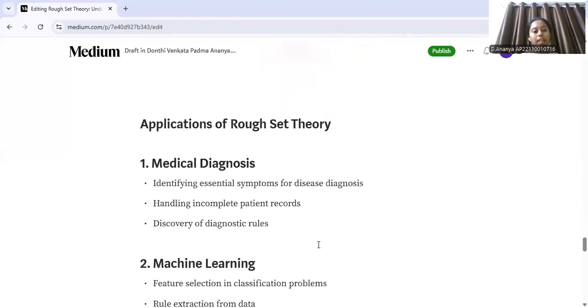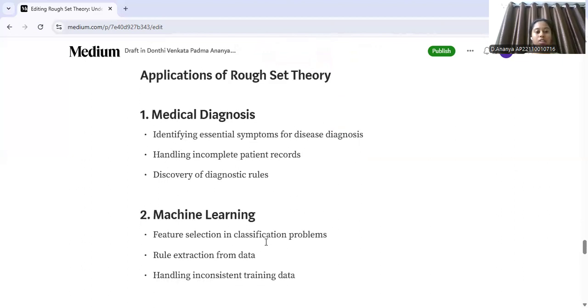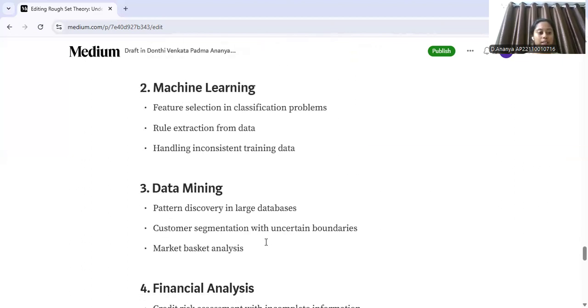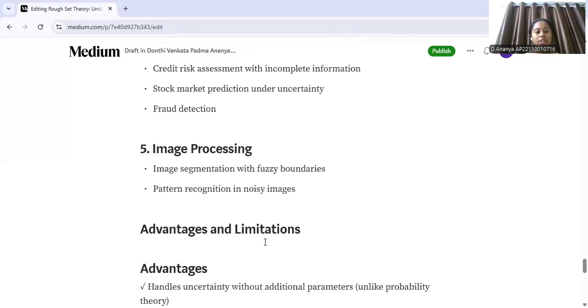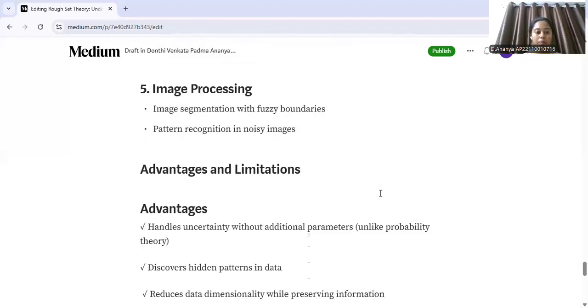A few applications of rough set theory are: medical diagnosis, identifying the key symptoms; in machine learning, feature selection and rule extraction; in data mining, pattern discovery and segmentation; in finance analysis, risk assessment and fraud detection; and in image processing, dealing with fuzzy or noisy datasets.